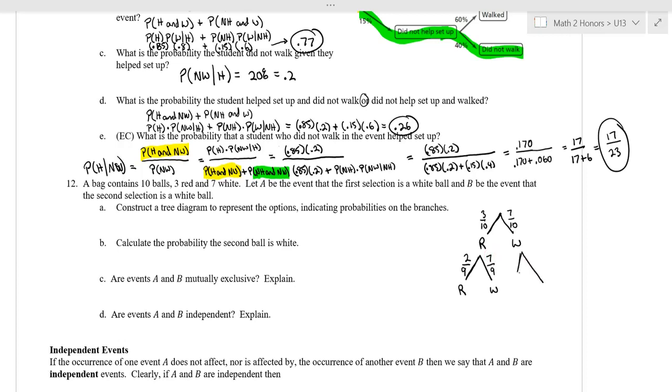Now I'm going to extend the tree on the white side. So if my first pick was white, there are 3 reds left out of 9. If my first selection was a white, then there are 6 whites left out of 9. Okay, so there's my tree diagram with probabilities on the branches. And that's all we were asked to do on part A. Part B, calculate the probability the second ball is white. Okay, so there are 2 ways that can happen.